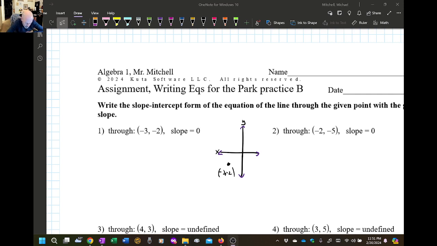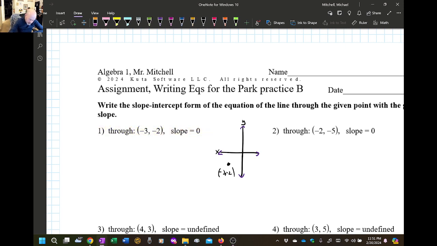Let's go over writing equations for part practice B. This is really a test practice. Writing equations is a very highly applied area of mathematics. But let's get into this. So we're going to start off here on number 1.